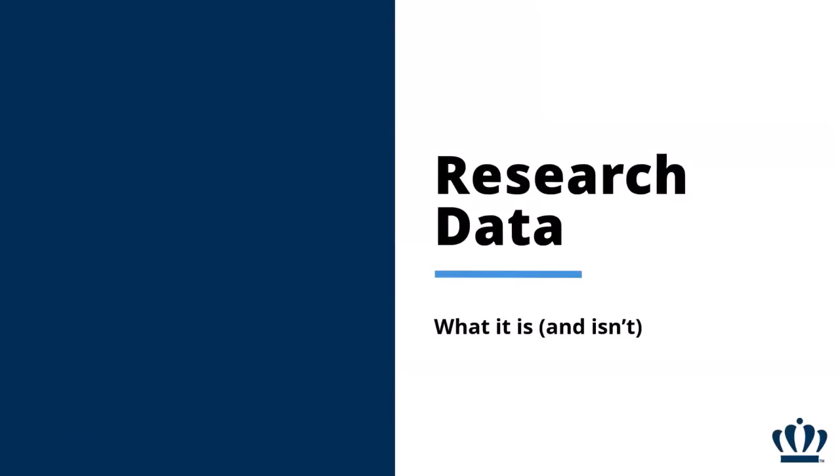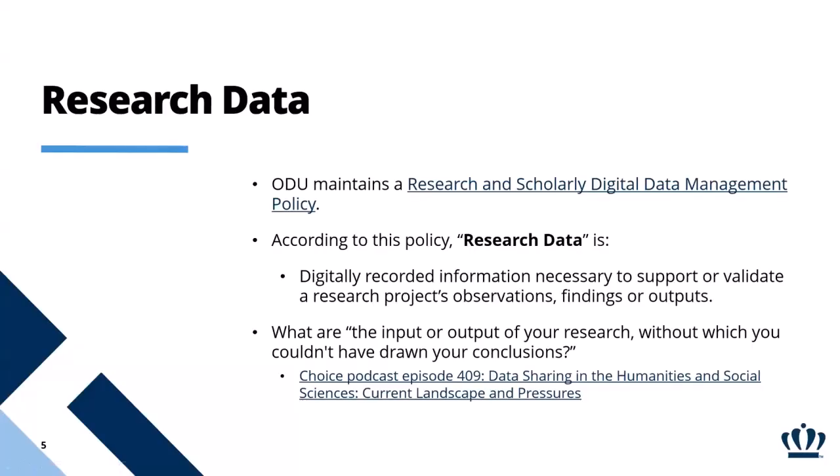Okay, so first we're going to look at what research data is and maybe also what it isn't, depending on your context. So ODU maintains a research and scholarly digital data management policy. And according to this policy, research data is digitally recorded information necessary to support or validate a research project's observations, findings, or outputs. And put another way in this podcast was, what are the inputs or outputs of your research without which you could not have drawn your conclusions?